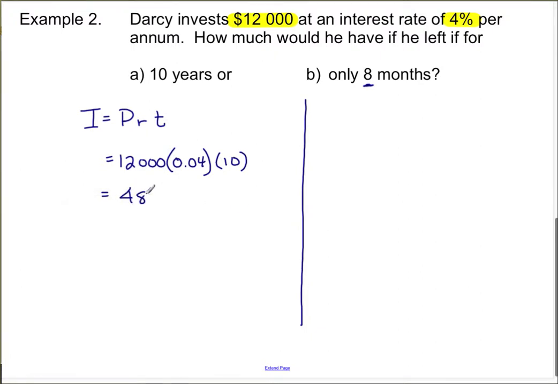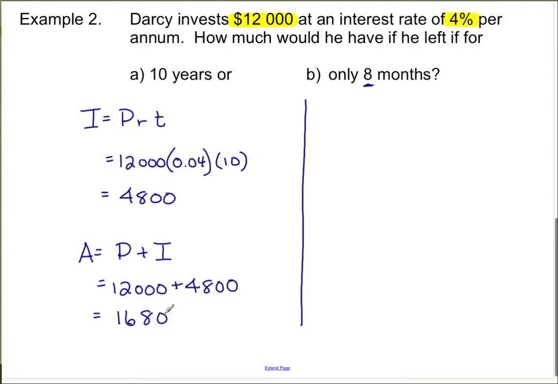$4,800. Now remember, this is just the interest. $4,800 is what I will have. And so I have to add this onto it. So our total amount is the principal plus the interest that I made. So I take the $12,000 and I add on the $4,800. And that gives me $16,800 is what I have now.